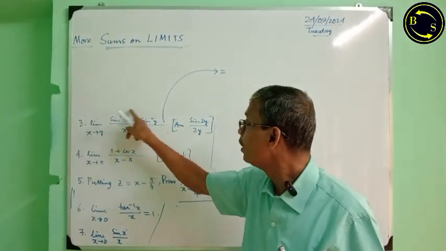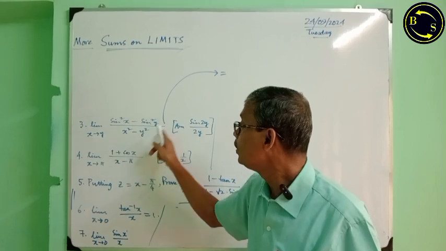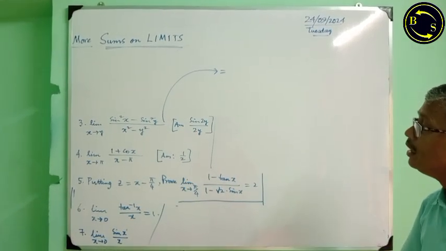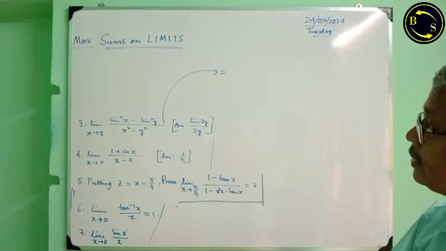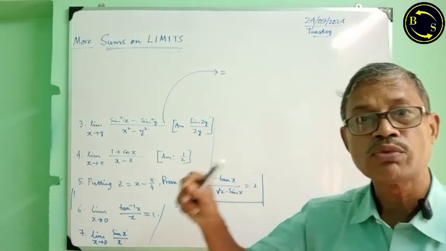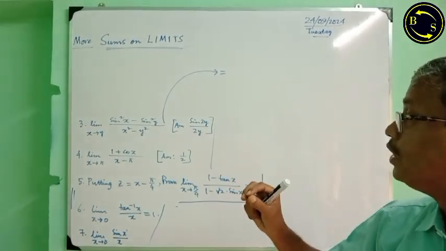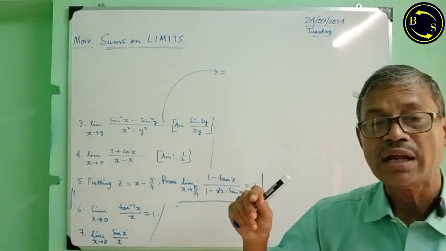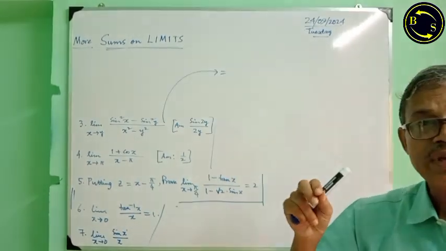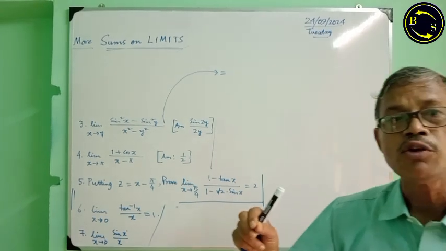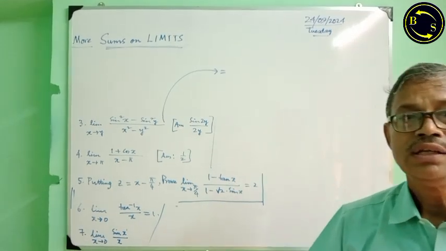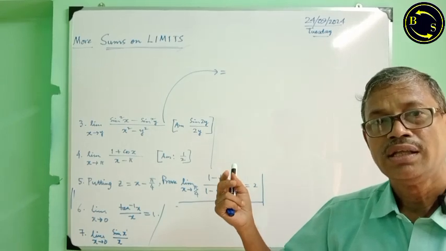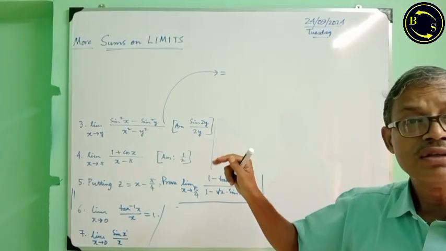Also, we note the numerator is sin square x minus sin square y. We can apply a square minus b square form. Also, we have the trigonometrical identity: sin of x plus y into sin of x minus y is equal to sin square x minus sin square y. I am taking the second one.